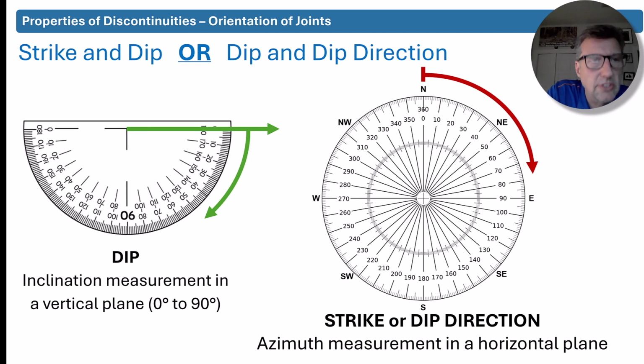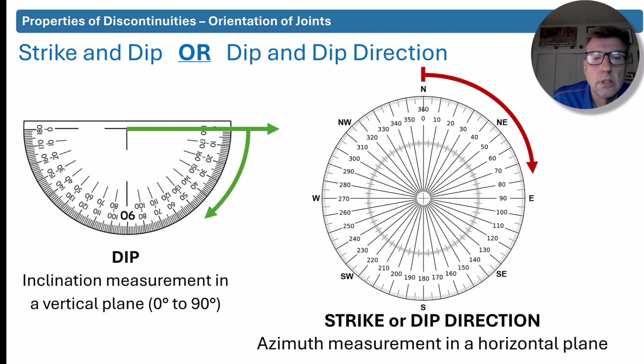Let's start with the dip. The dip is a measurement of inclination in a vertical plane. It is measured downward from a horizontal plane. The dip, or commonly known as the dip angle, ranges between 0 degrees and 90 degrees. The strike, or the dip direction, is an azimuth measurement on a horizontal plane. It is measured from north, right, either 0 or 360 degrees in a clockwise manner.